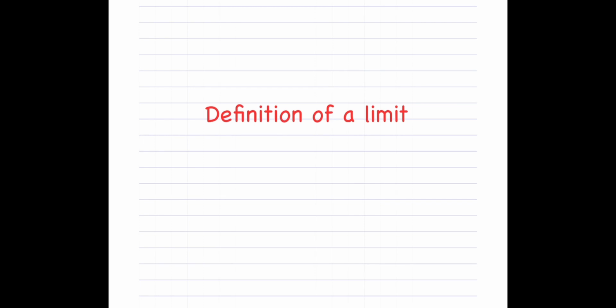First, let's define what a limit is. A limit is a value that a function approaches as the input of that function approaches a certain value. In simple terms, we say that the limit of f of x is equal to L as x approaches a. And this is how we write it: the limit of f of x is L as x approaches a.